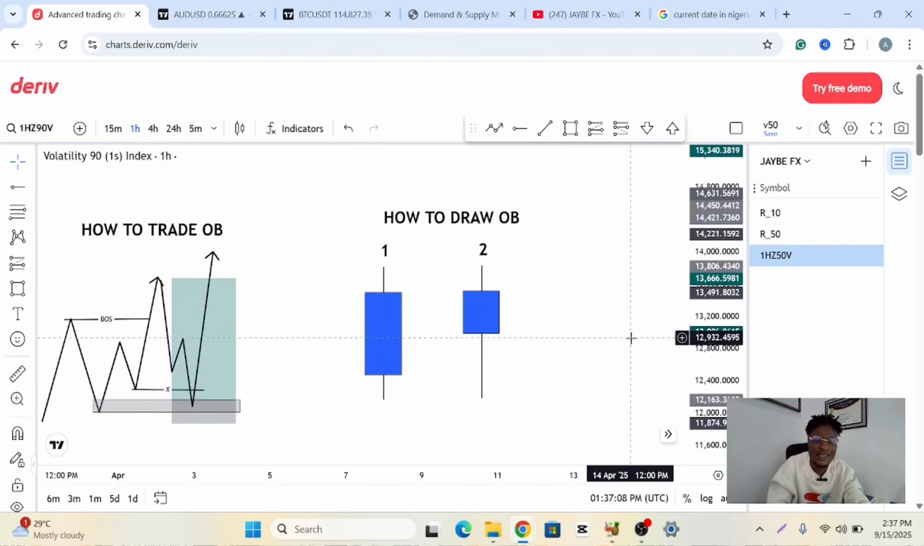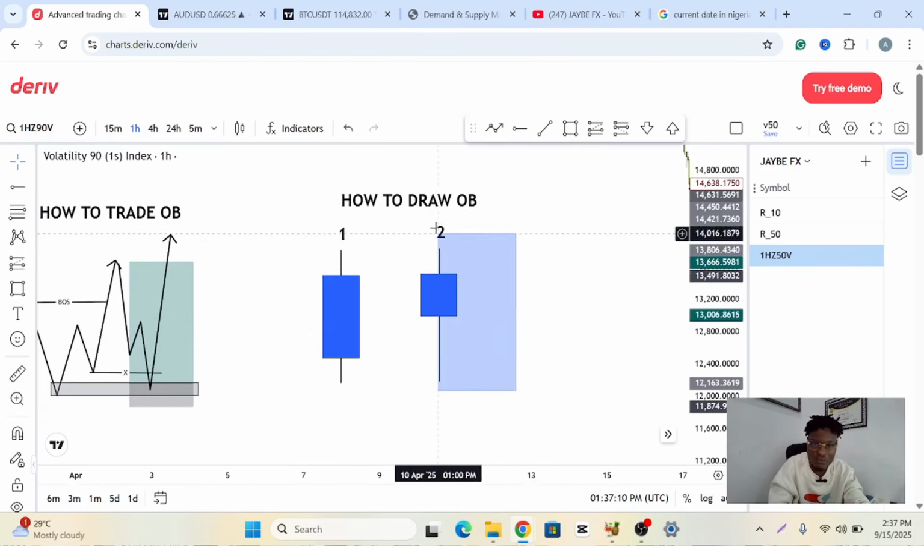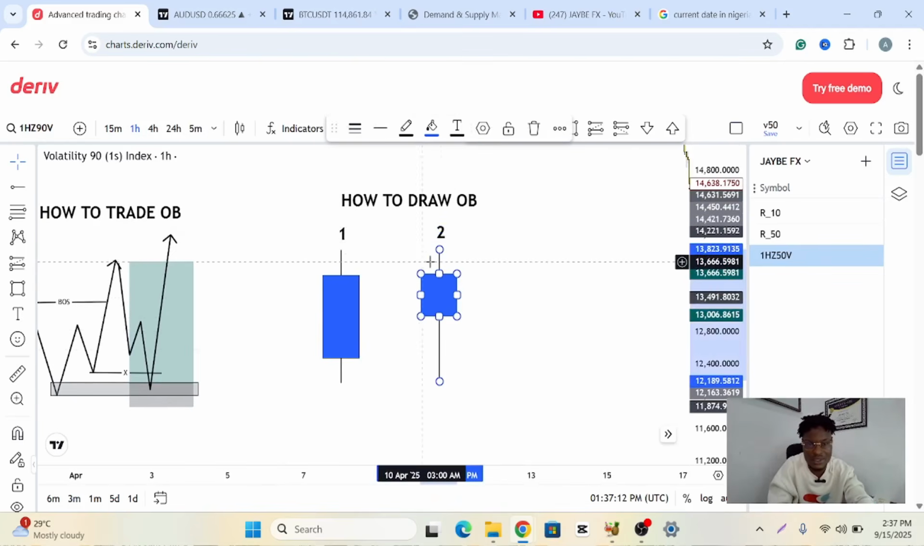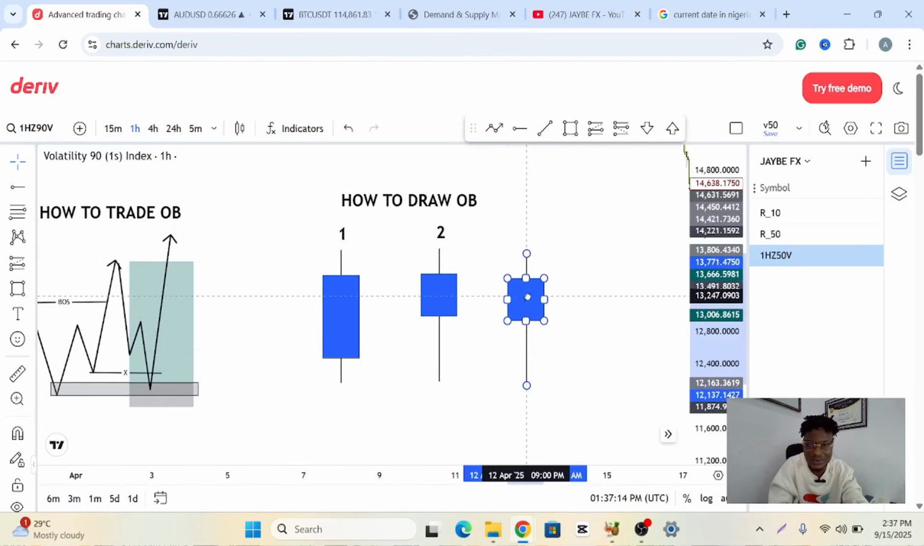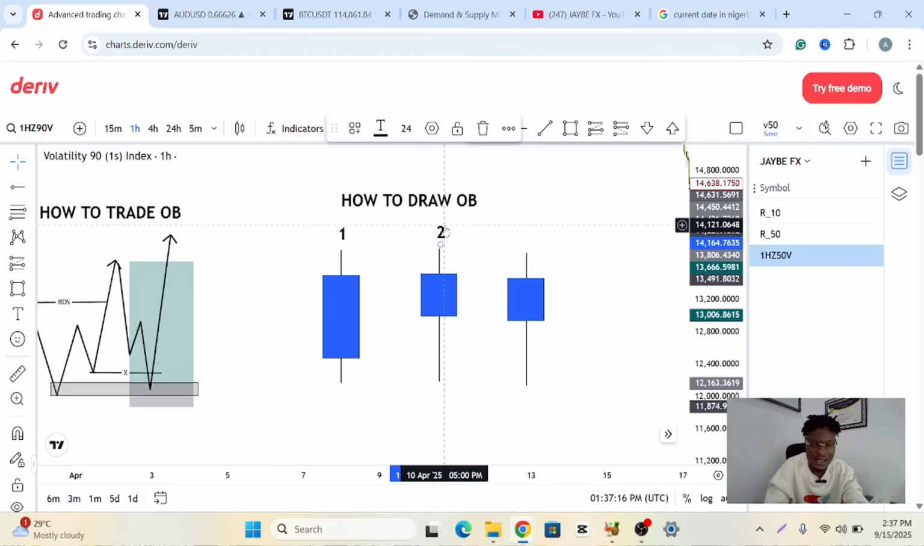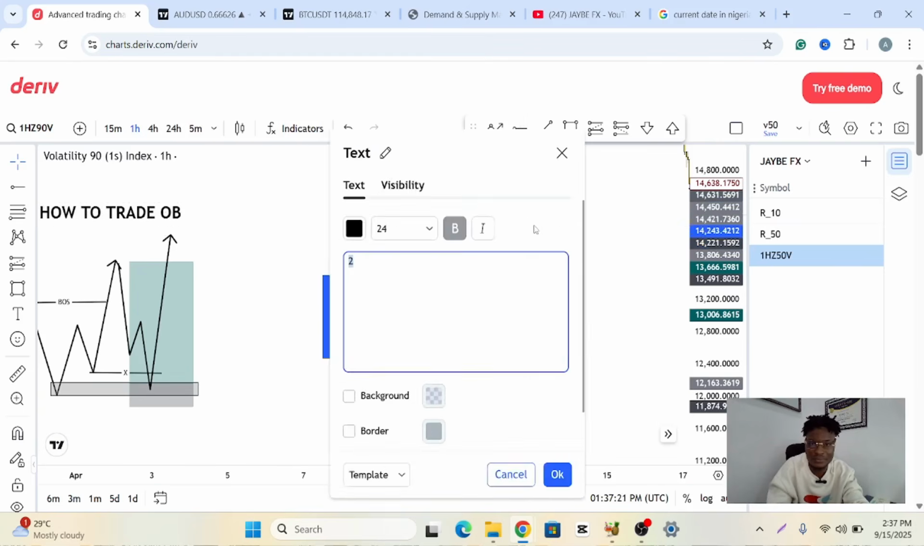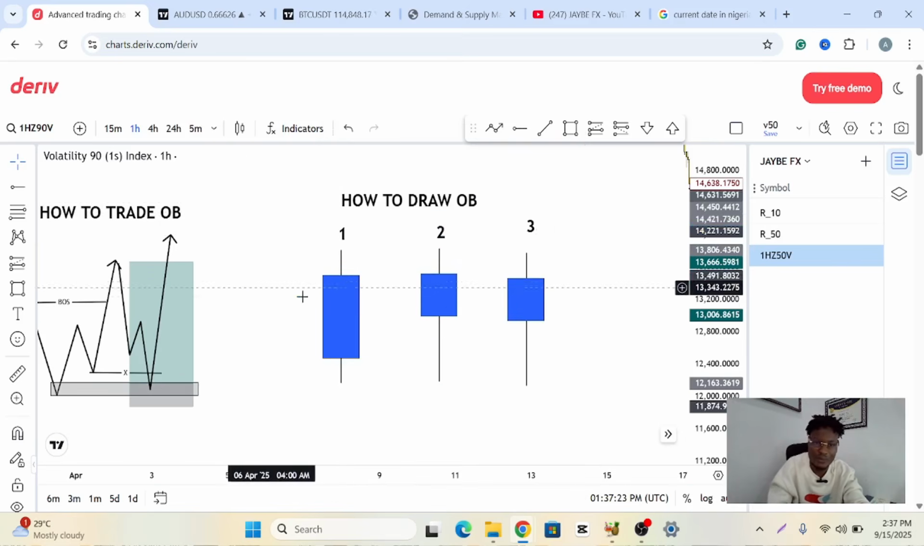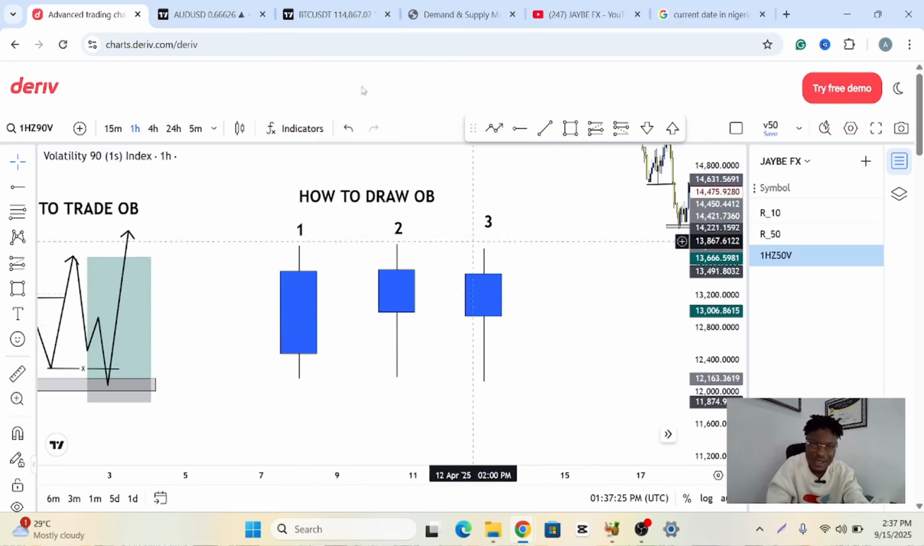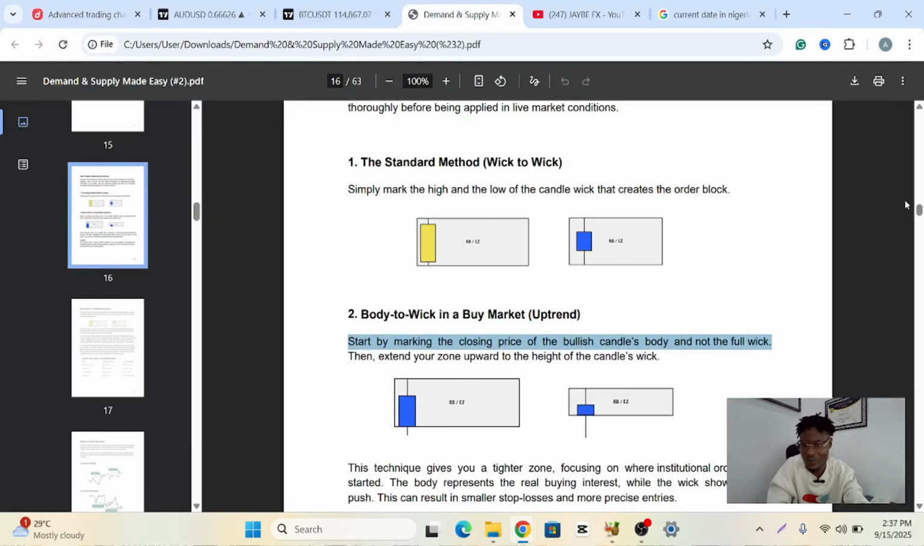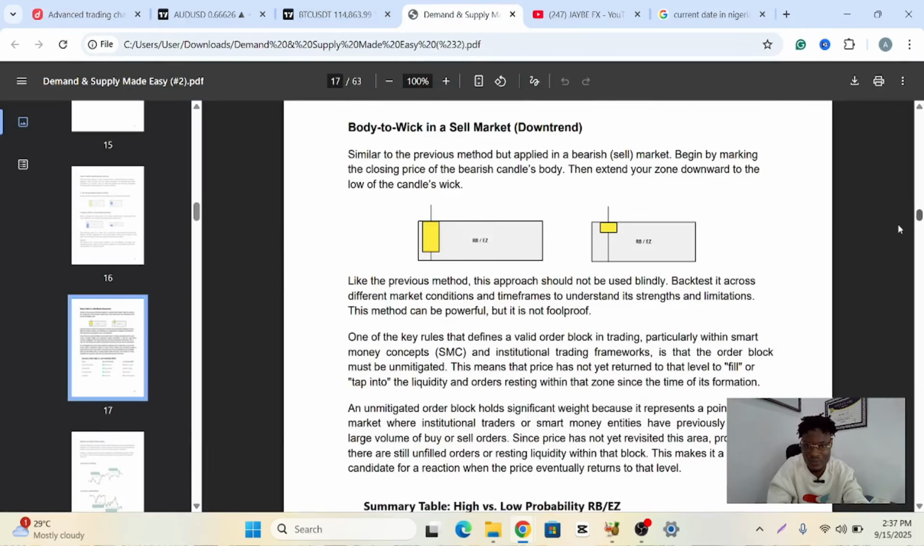Now, the third way of how I draw my supply and demand, let me still duplicate and extend to the downside. This one here is the third way of how I draw my supply and demand. Now, the same scenario, the third way. Let me scroll down. This one, we draw from the body to the wick in a sell market. The same thing we did, but this one in reverse.